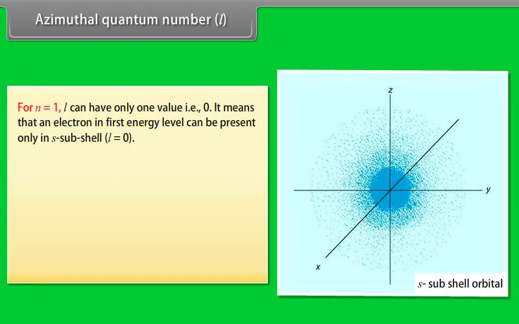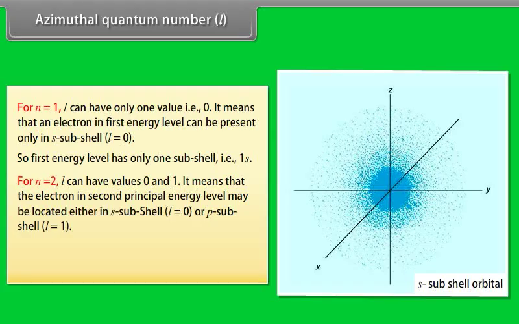For n = 1, l can have only one value, that is 0. It means that an electron in the first energy level can be present only in the s subshell, l = 0. So the first energy level has only one subshell, that is 1s. For n = 2, l can have values 0 and 1. It means that the electron in the second principal energy level may be located either in the s subshell, l = 0, or the p subshell, l = 1. So the second energy level has only two subshells, that is 2s and 2p.